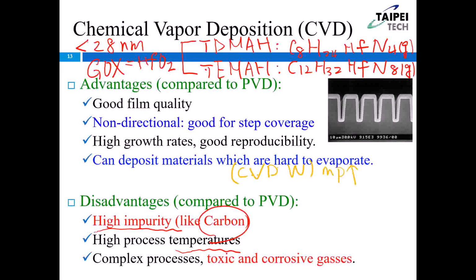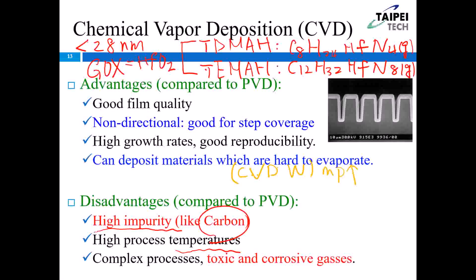So that's the reason why we mentioned that the disadvantage of the CVD is it has high impurity, like carbon. So in industry we will detect the carbon all the time, because we need to make sure, due to this precursor, whether the carbon will remain in the hafnium oxide or not. So we will detect the amount of carbon inside the film. We need to know the film quality.